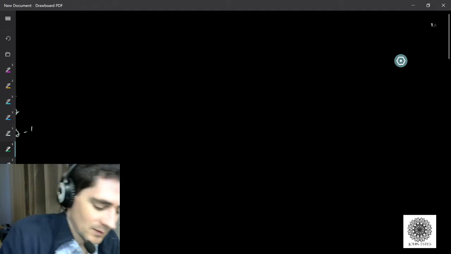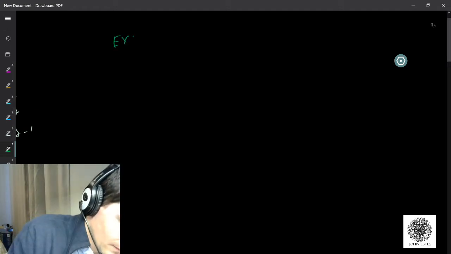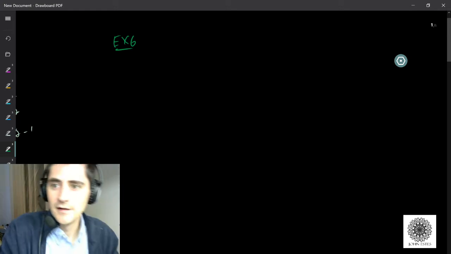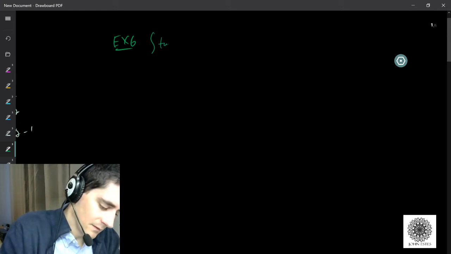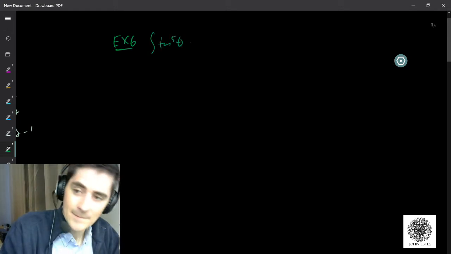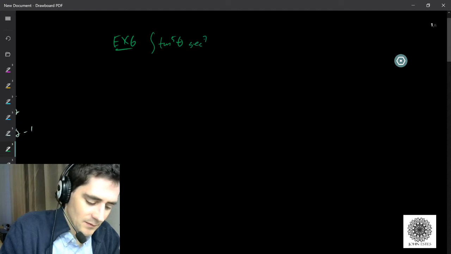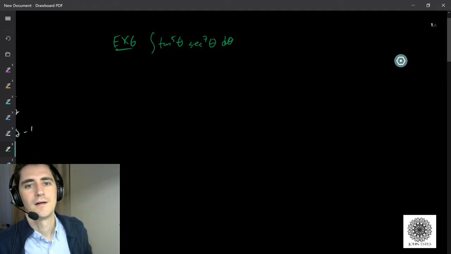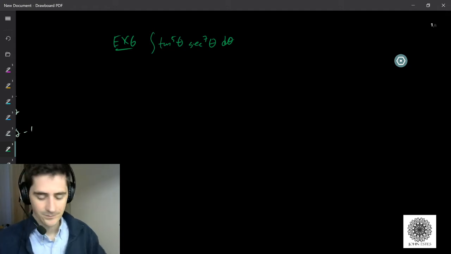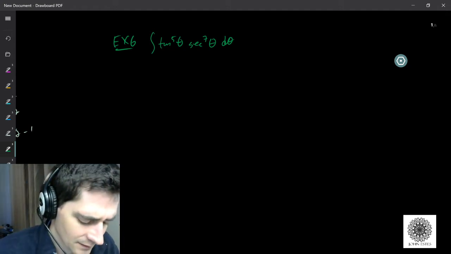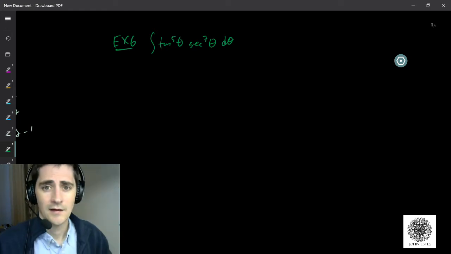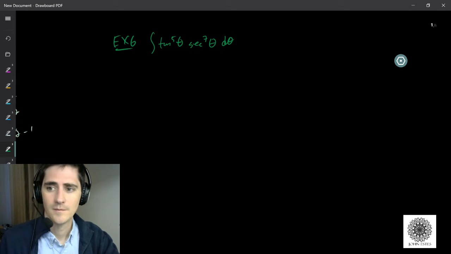Okay, so let's look at example 6. And this time we want to integrate tangent to the 5th power, secant to the, please be even, it's not, secant to the 7th power. Alright, so this time tangent is odd, secant is odd. I can't take out secant squared. What can I possibly do?